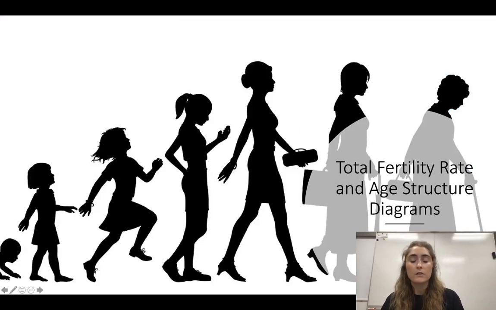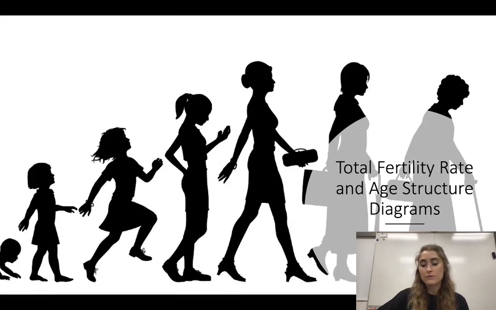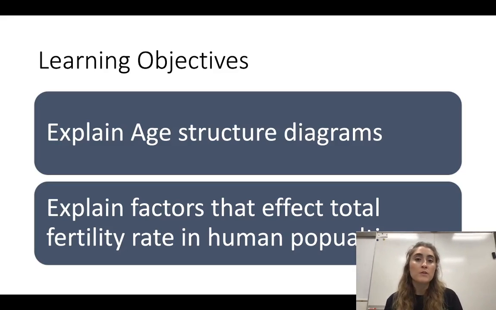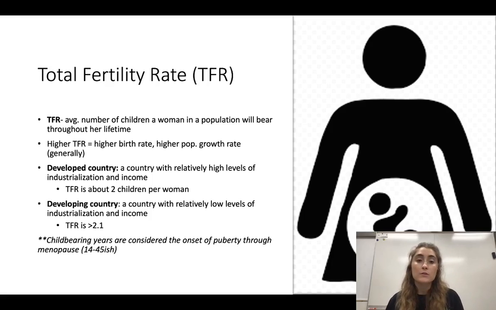Hi, welcome back. We are talking about 3.6 and 3.7, that is total fertility rate and age structure diagrams. Our learning objectives for today are to explain age structure diagrams and explain factors that affect total fertility rate in human populations. So first, we need to define total fertility rate.